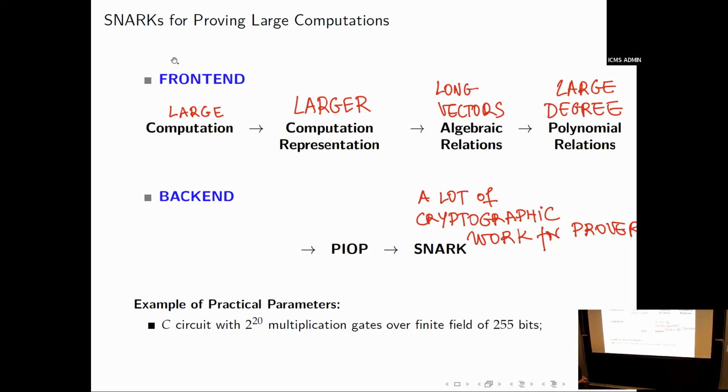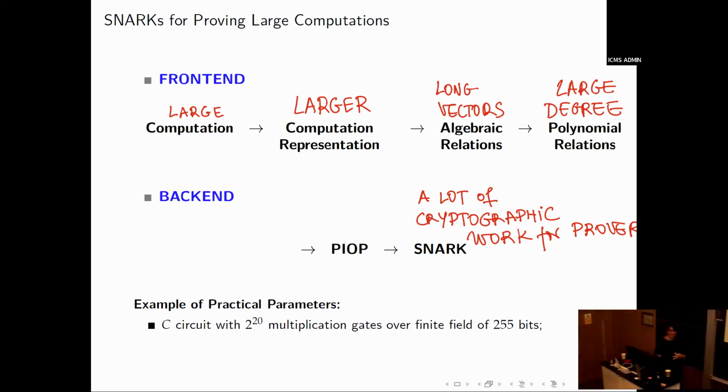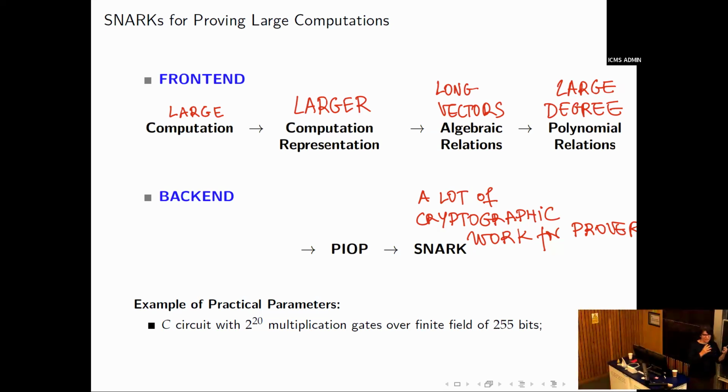Okay, so an example would be C is a circuit that has 2 to the 20 multiplication gates and is defined over a finite field that has 255 bits, which is like the scalar field of some elliptic curve, for instance. And that's not even very large. We want this circuit to be bigger and as big as it can be, which means we have all the scaling problems you can imagine, because actually there's no limit to how much you want to scale these things.